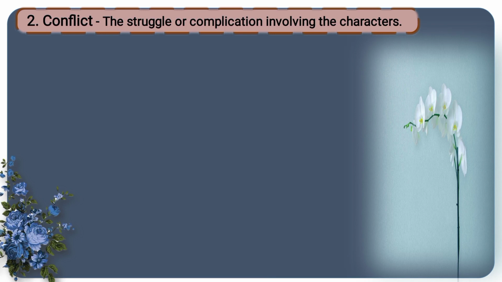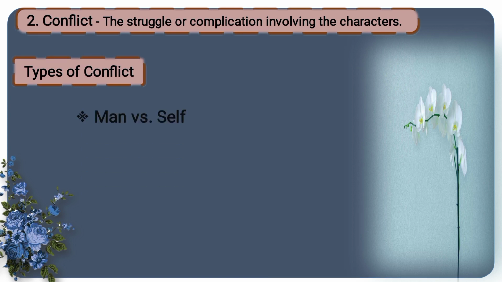So, we have different types of conflicts. First, we have man versus self. It occurs when the protagonist struggles within himself or herself, or the protagonist is pulled by two courses of action or by differing emotions. So sa man versus self, ang kalaban ng bida ay yung kanyang sarili. And also kung paano ba siya magdidesisyon sa isang bagay. Yun yung man versus self.